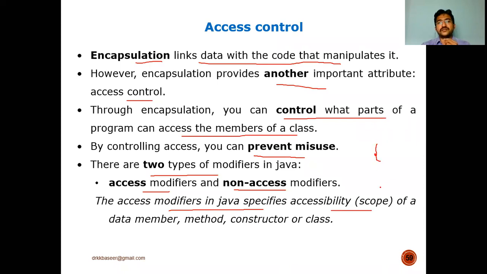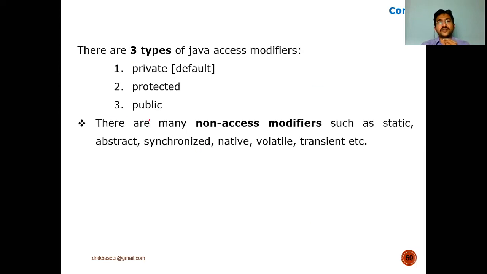The scope of these open and closed braces for the data members, methods, constructors, or nested classes gives some control, some restriction, for those data members, methods, constructors, or nested classes. We use access modifiers for this. We have three types of access modifiers: one is private, second is protected, third is public. Private, protected, public are the three types of access modifier.